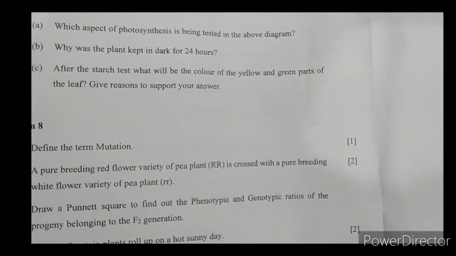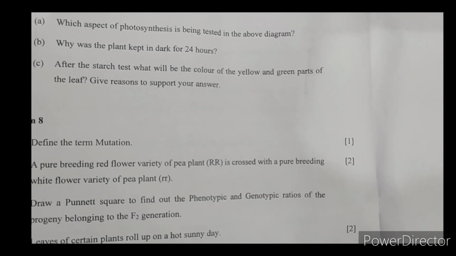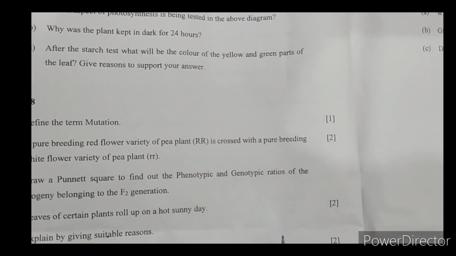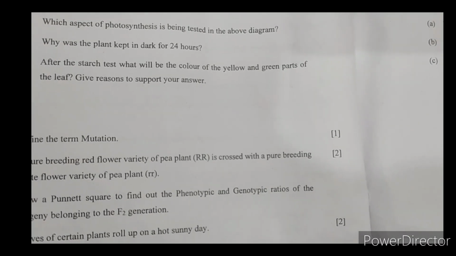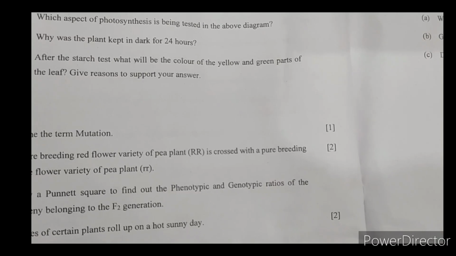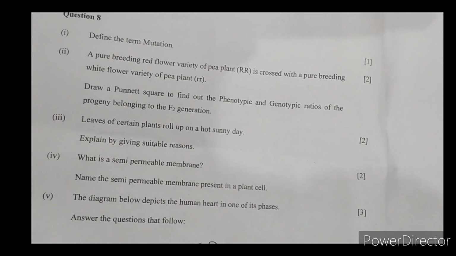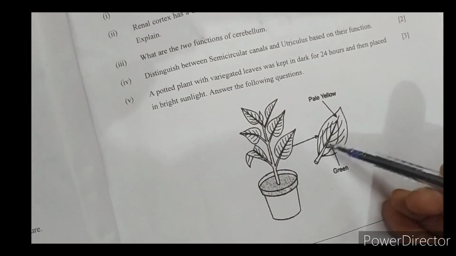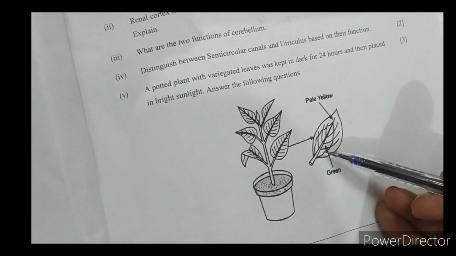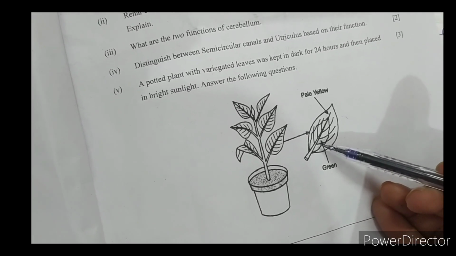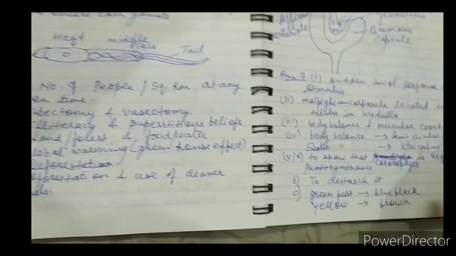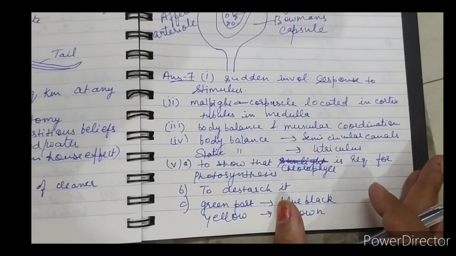Why was the plant kept in dark for 24 hours? To destarch it, so that all the starch that has been formed earlier is lost. So to destarch the plant, we keep it in dark for 24 hours so that no photosynthesis takes place. After the starch test, what will be the color of the yellow part? Because it has no chlorophyll, it will turn brown on the starch test, and the green part, because it has chlorophyll, will synthesize starch and will give you blue black color with the iodine test or starch test. These are the answers of question number 7.